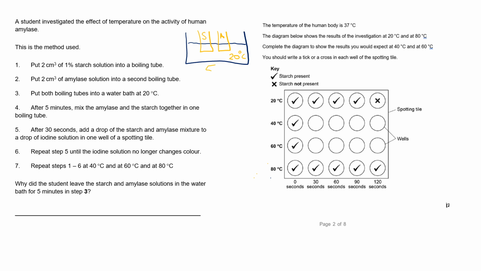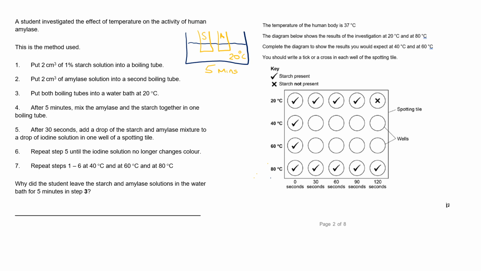We leave them for 5 minutes, and then after that, we would then take a sample out of the mixture every 30 seconds and add it to a dimple in our spotting tile where we've already put iodine solution.